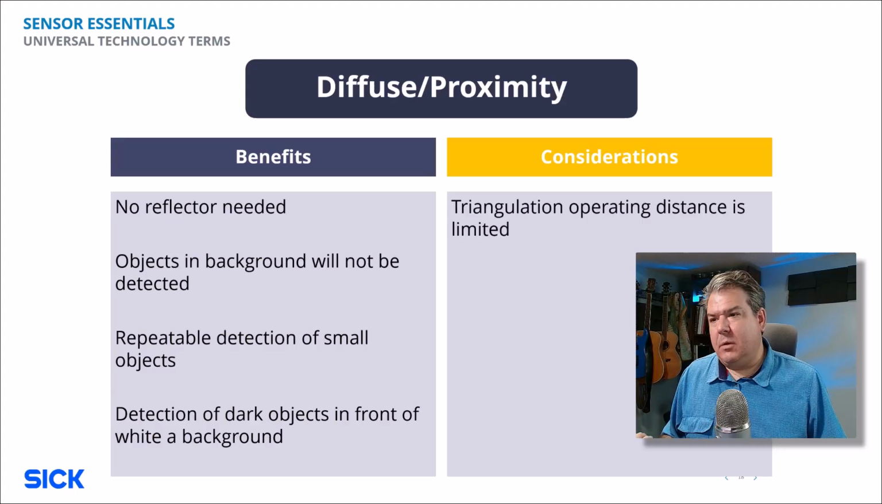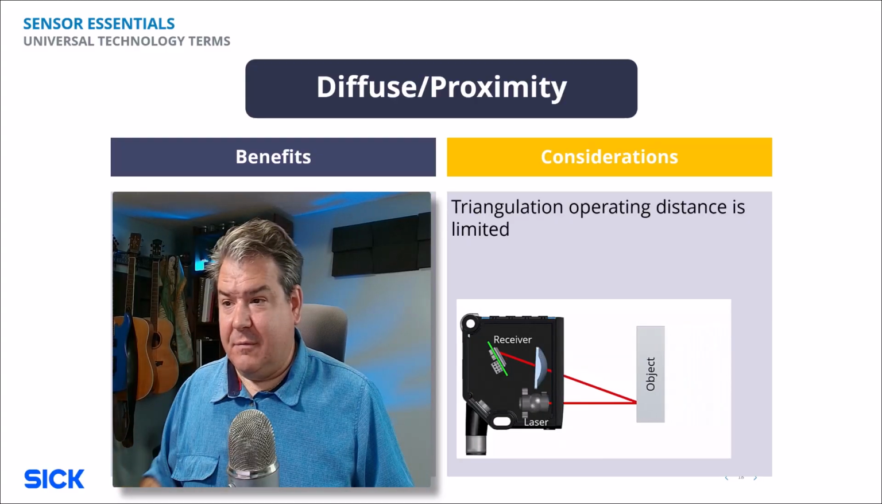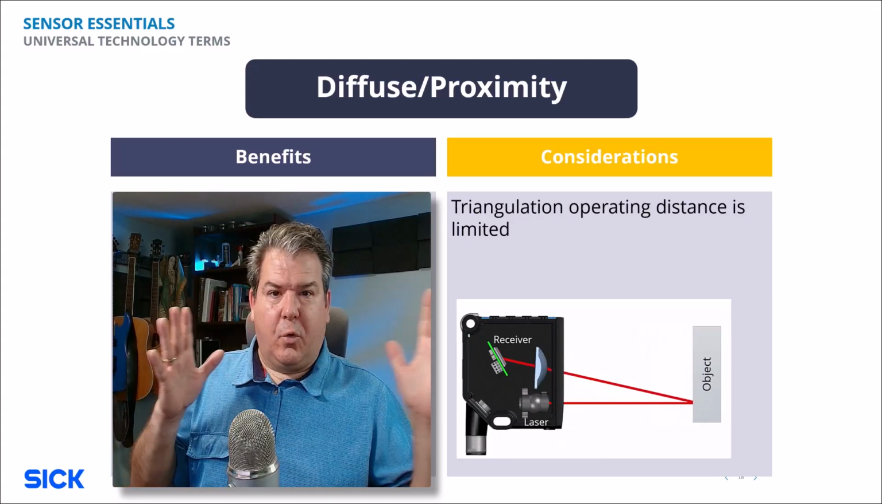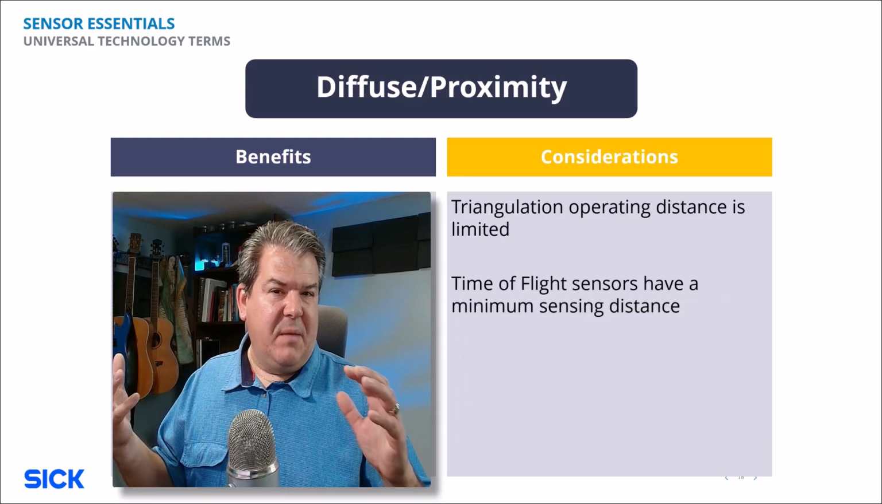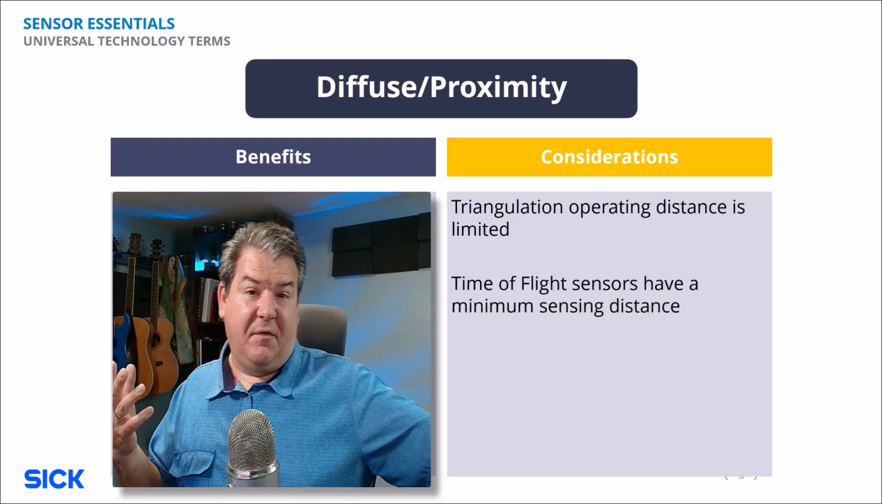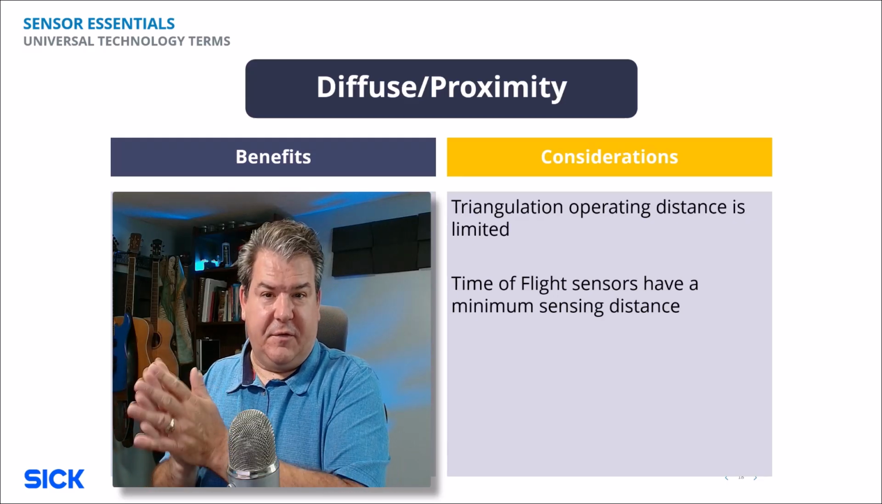Considerations to keep in mind when looking at these. Well, triangulation operating distance is limited. The CMOS receiver in these sensors is only so big, so the range and the span is limited. Anytime we're over maybe a meter, we'll go to time of flight. Less than a meter, we're probably looking at a lot of the triangulation sensors.